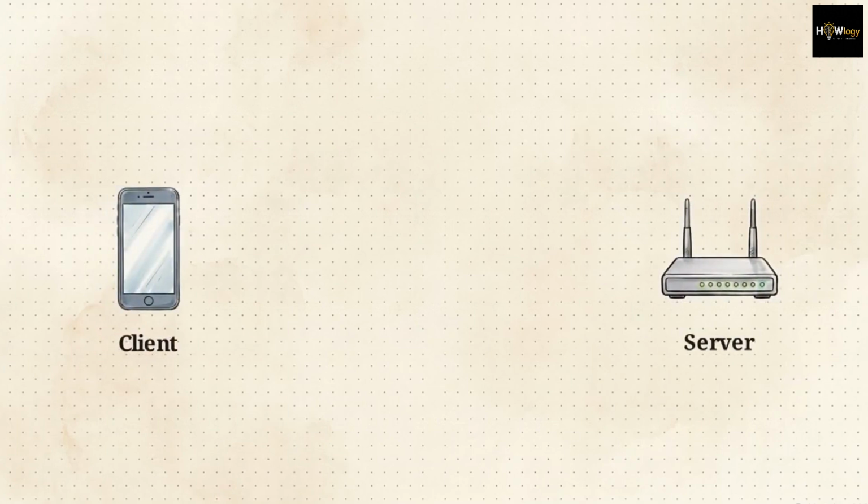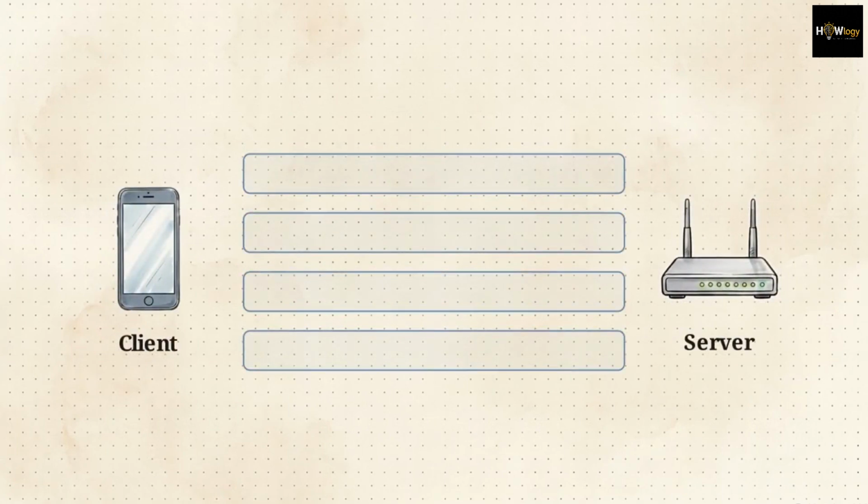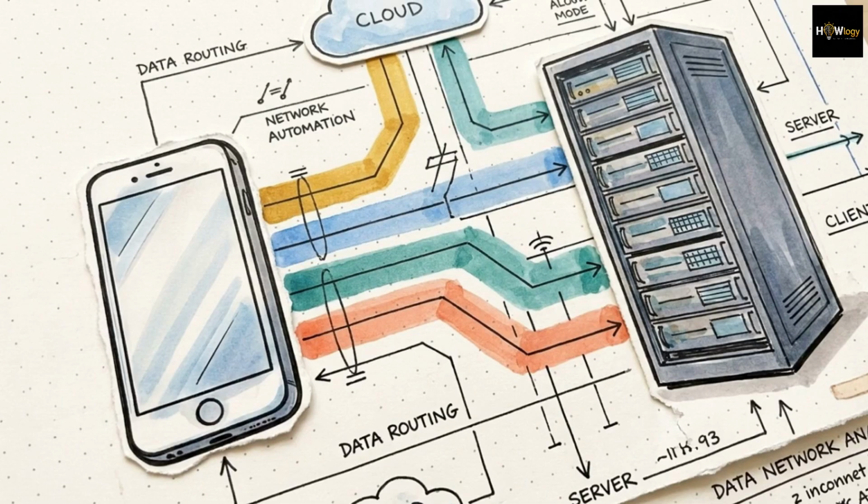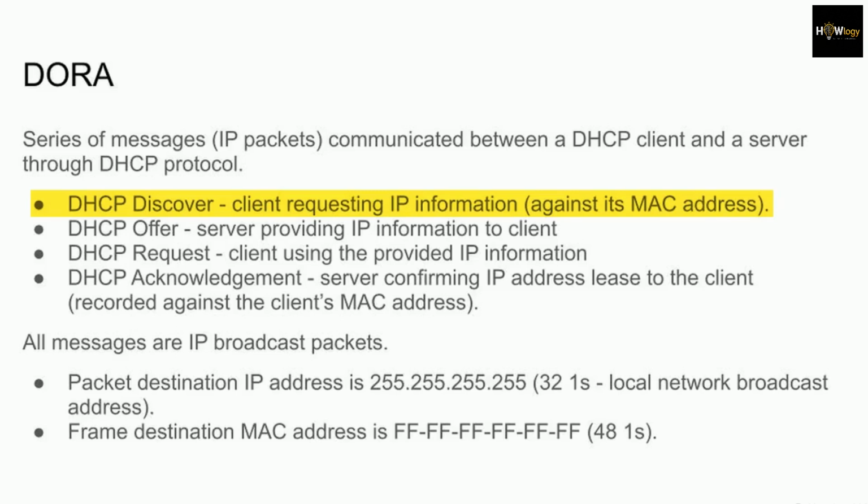That digital handshake is a precise 4-step conversation that happens in a fraction of a millisecond the moment you hit connect. Network engineers call it the DORA sequence. Step 1. Discover. Your phone broadcasts to the local network, requesting an IP and offering its MAC address. Lacking an identity, it uses destination IP 255.255.255.255 and frame MAC address of 48 ones.